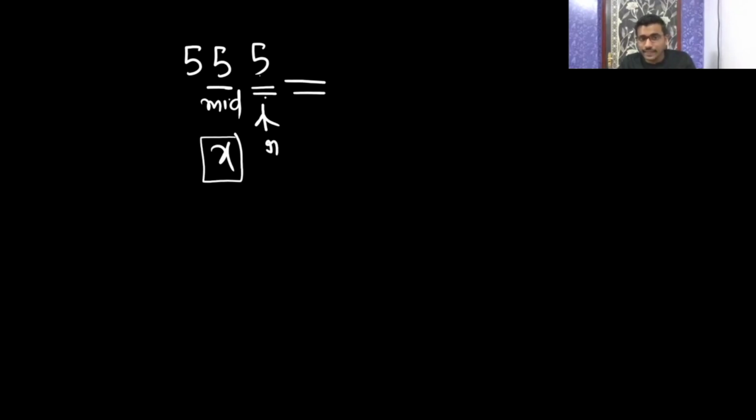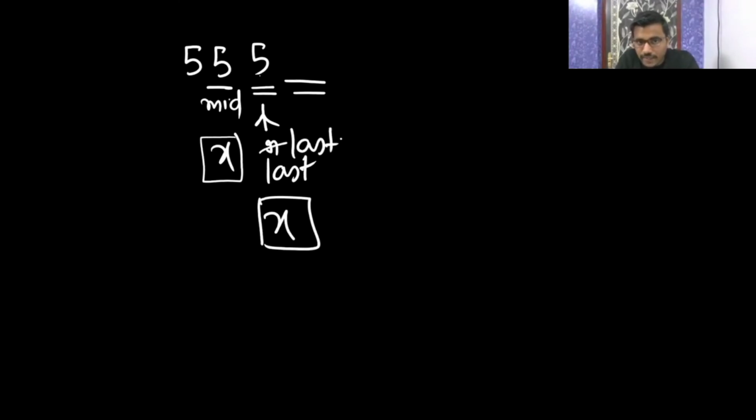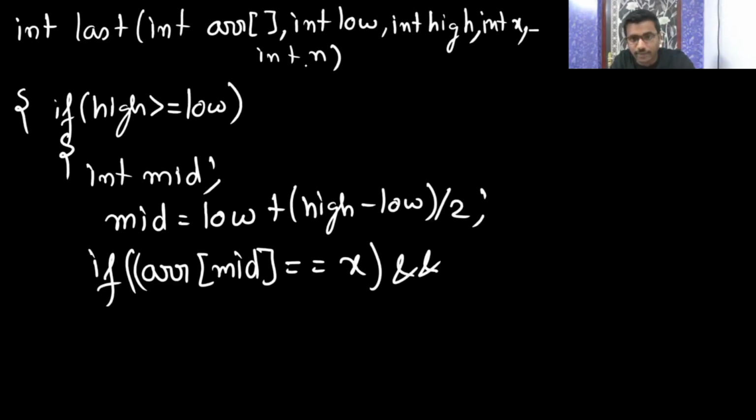Since it is in increasing order, if this is your mid and it is the last occurrence of x, and after that you have some element, then that element must be greater than 5. So either 6 or 7 or 8, because it is an increasing order. Yeah, very good, Rathod. So the x value should be smaller than array of mid plus 1. Very good. So this is one condition that we have to check.